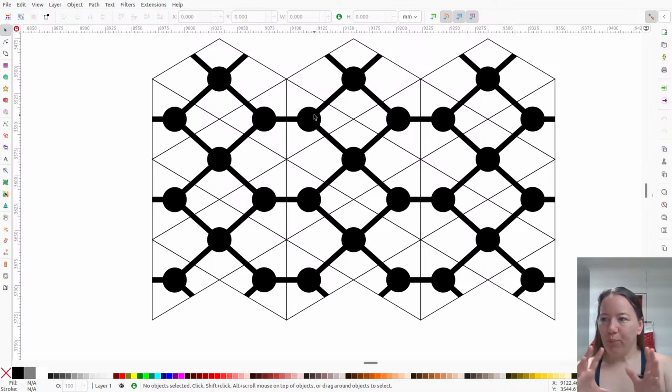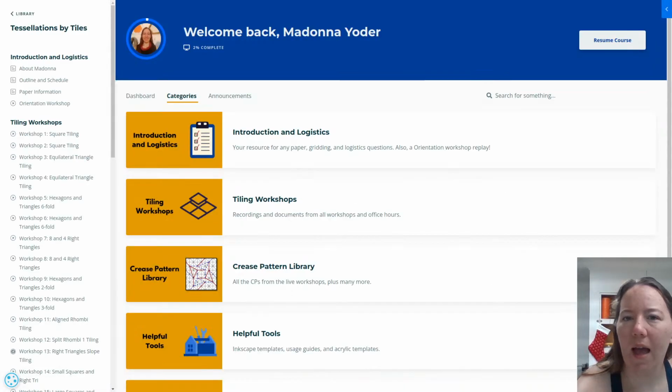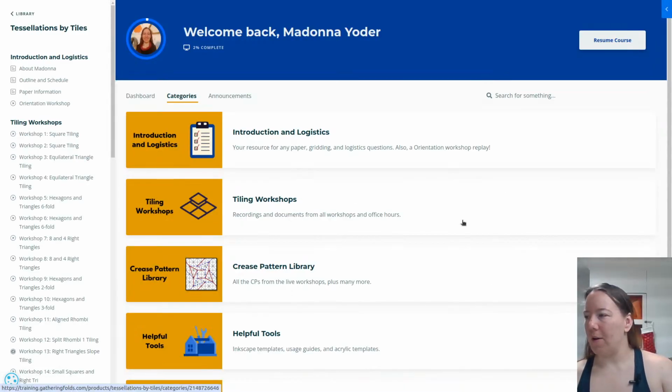And then we can decide, okay, which twist is going to go here? Now that we know the structure, we know how it's connected, but which rhombus, which triangle? Those are the design choices that we get into in Tessellations by Tiles. So let's take a look at what's in the course itself now.